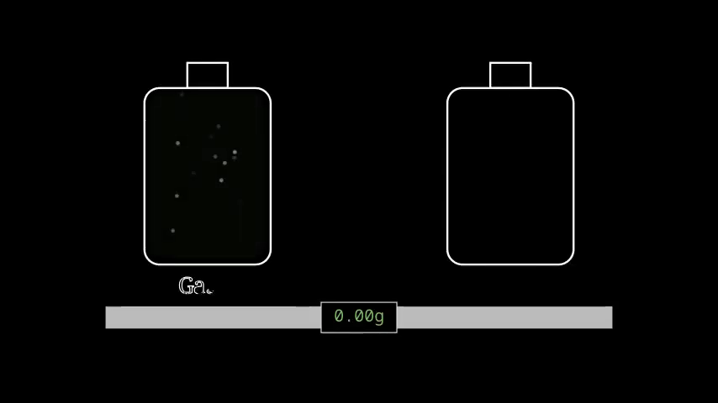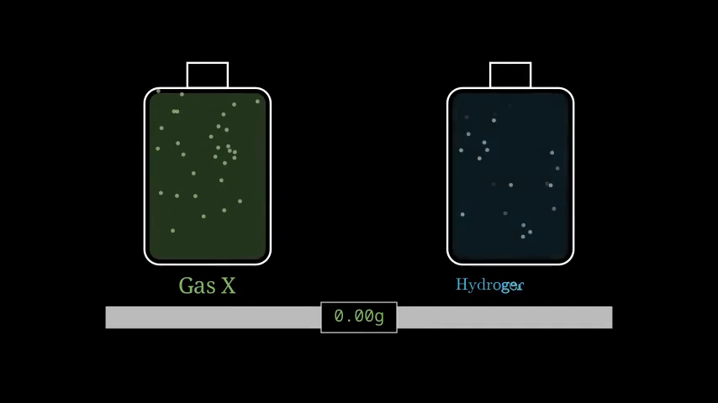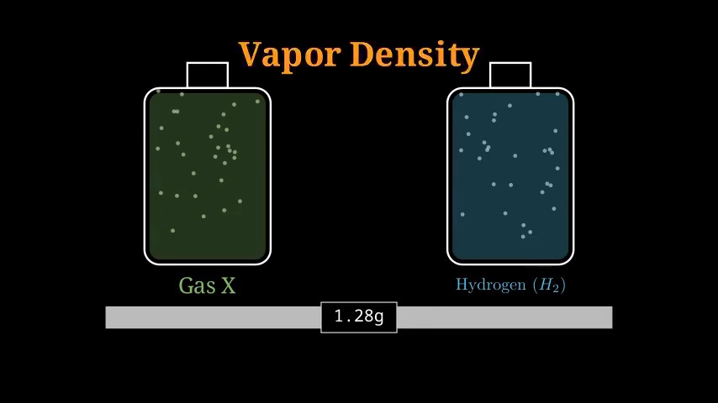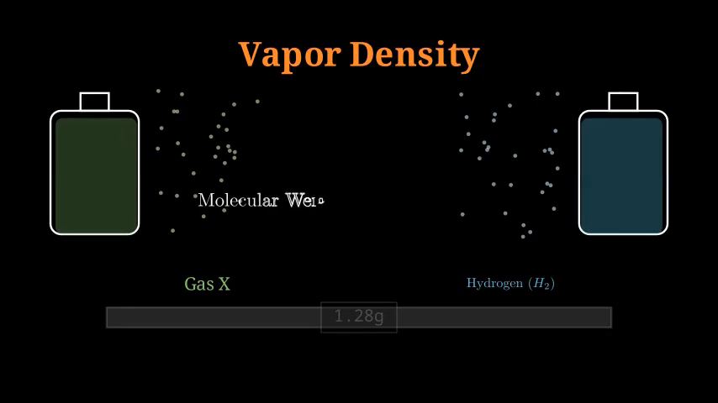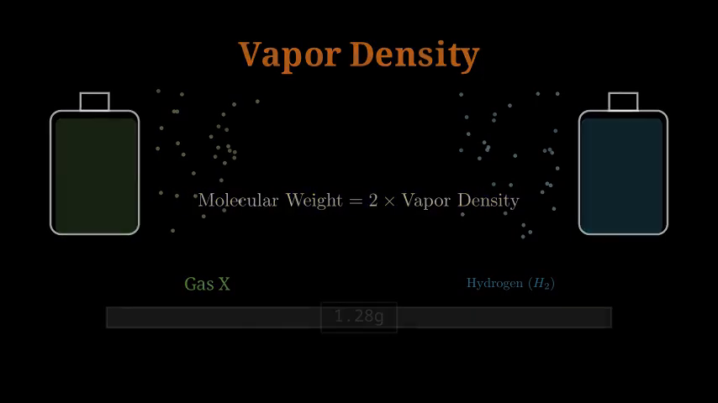If you were to take two identical containers, one filled with a mysterious gas and the other with hydrogen, and weigh them, that ratio would tell you something profound about the hidden world of molecules. This ratio is what we call vapor density. But how exactly does this simple measurement of heaviness lead us to the molecular weight of a substance?